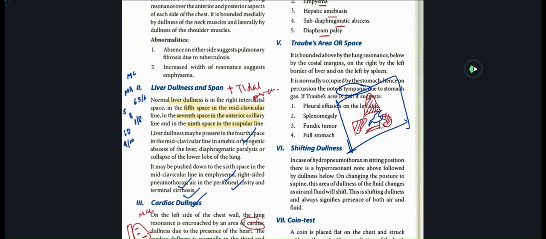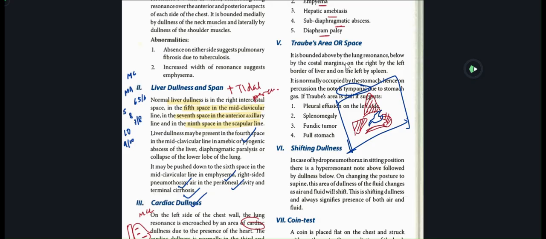So on percussion, any space which is completely filled with air, the percussion note has to be drum-like, tympanic, right? So anything that makes this tympanic percussion become dull is suggestive of something which is encroaching from above. That means a pleural effusion is pressing down, or the liver is enlarged, or the spleen is enlarged with splenomegaly, or there is a tumor inside the stomach, or the stomach is completely full just after a full meal. So all of these can cause Traube's area dullness.